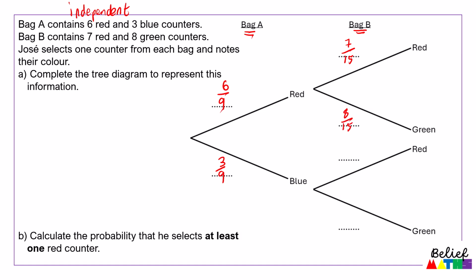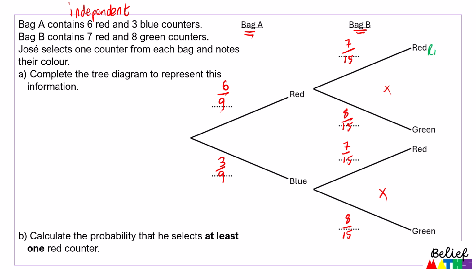Now again, because they're independent, the important thing is that this set of branches and this set of branches are going to be the same. So this red is 7 over 15, and this green is 8 over 15. Once again, like we did before, we're going to work out our ends now.